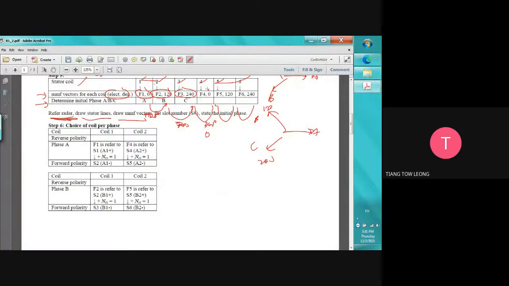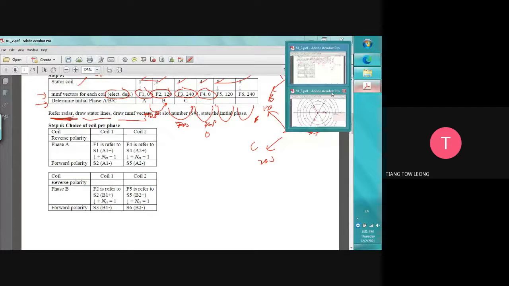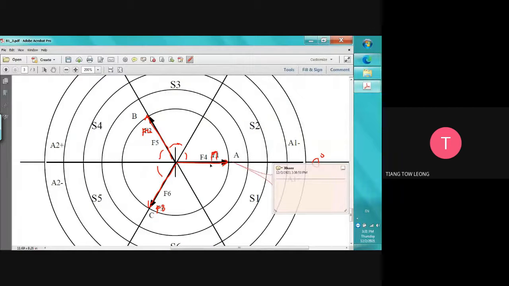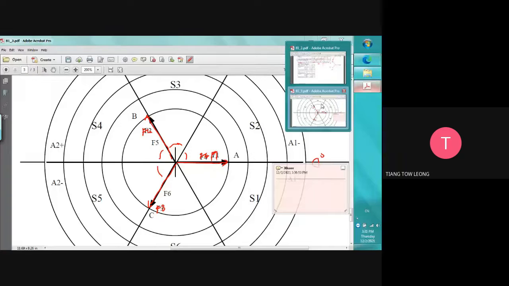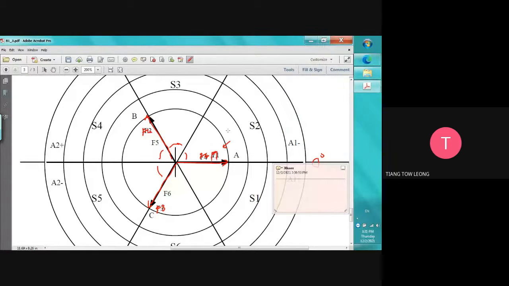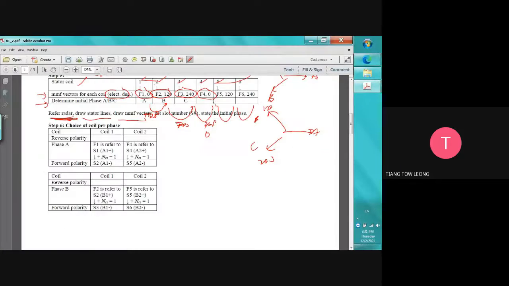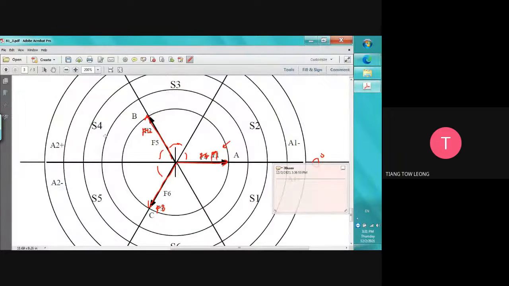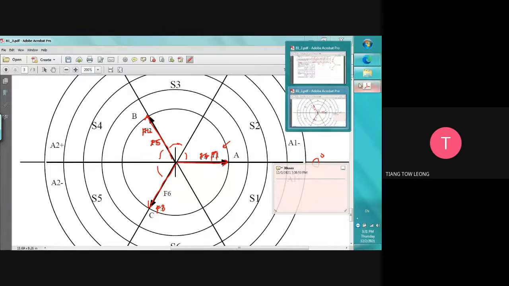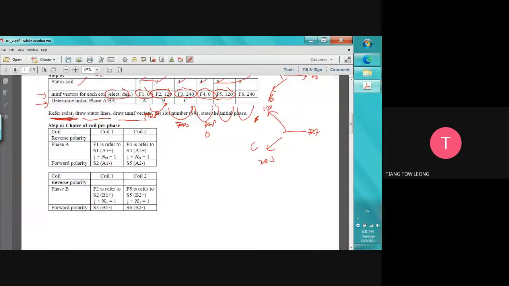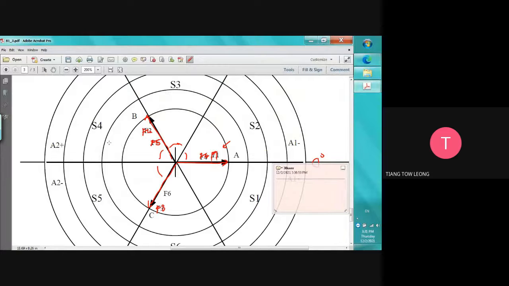Next, F4 is 0. So I will not redraw again, I will just write F4 here, which means this one has two vectors together, F1 and F4. And then F5 is 120, which is redundant, so I just write F5 here. And then F6 is 240, the same line as well, so I just write F6.